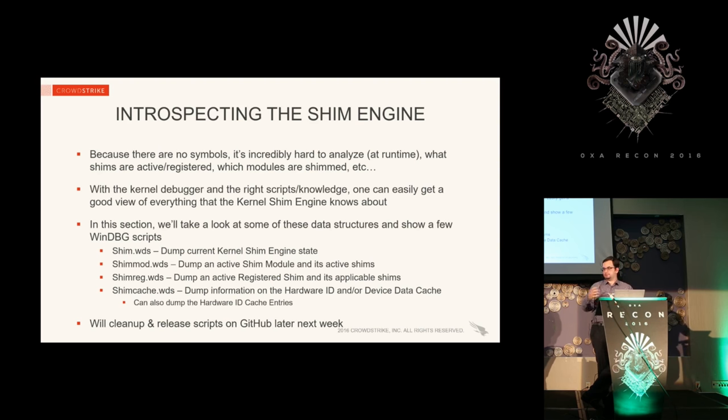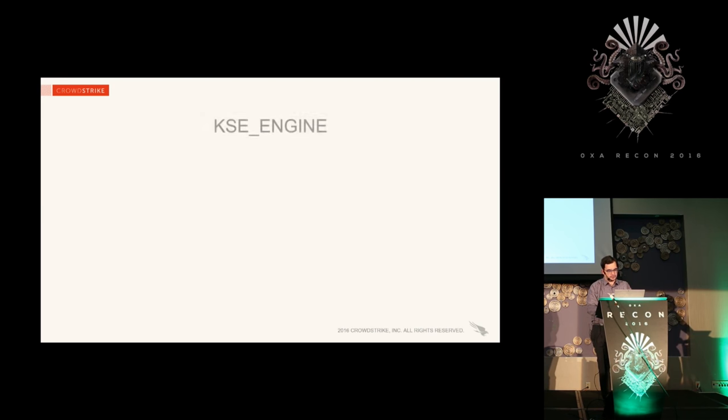Shim.wds is going to display some information about the shim engine on my machine. Shimmod.wds is going to dump any modules that are being shimmed. Shimreg is going to dump any shims that have been registered. And shimcache can dump the shim cache, either the hardware ID cache or the device data cache. I'm just going to demo the scripts for now. I'm going to clean them up, comment them a little, and I'll probably post them on GitHub later next week so you can use these scripts, learn from them, and do your own introspection as well.